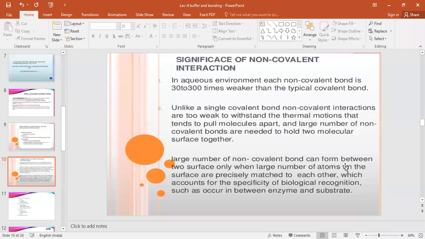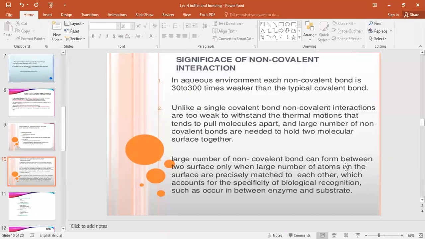Significance of non-covalent interactions. In the aqueous environment, each non-covalent bond is 30 to 300 times weaker than a covalent bond. Unlike a single covalent bond, non-covalent interactions are too weak to withstand the thermal motion that tends to pull the molecule apart. A large number of non-covalent bonds are needed to hold two molecular surfaces together.